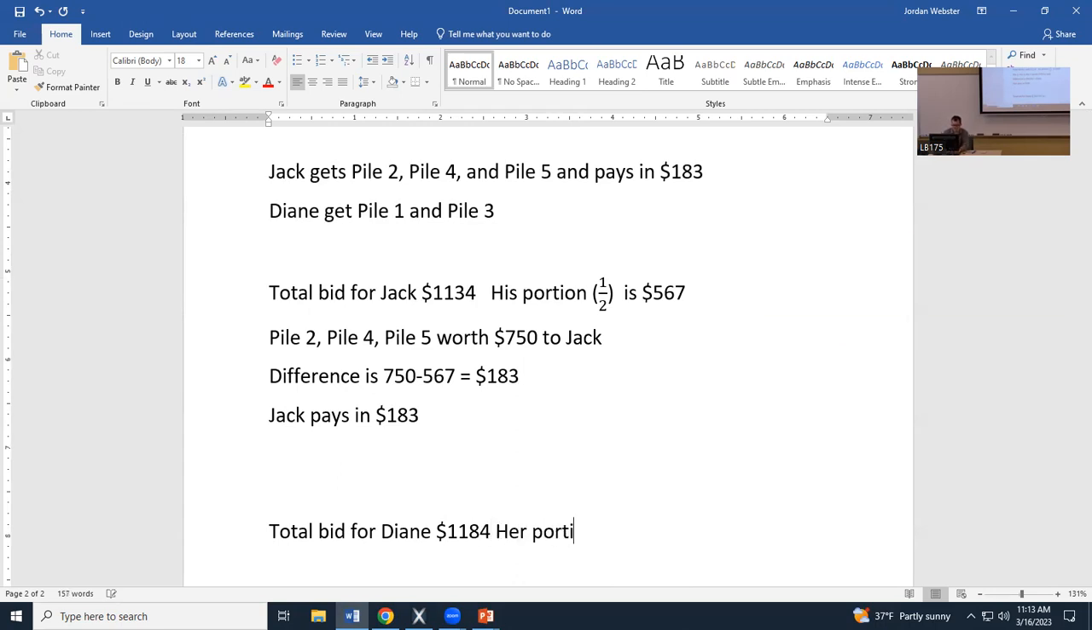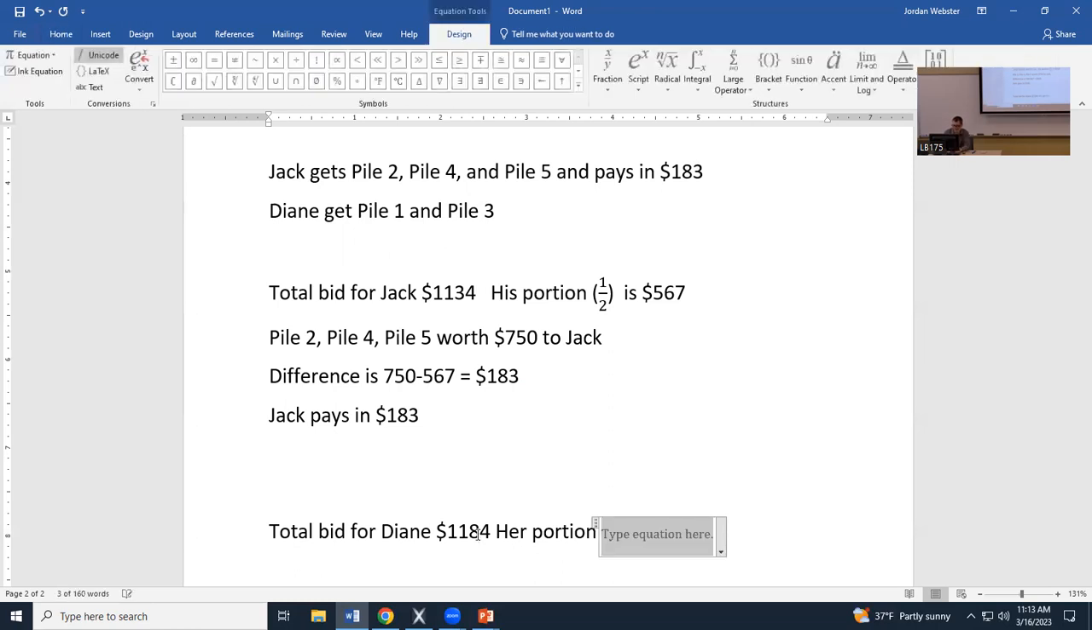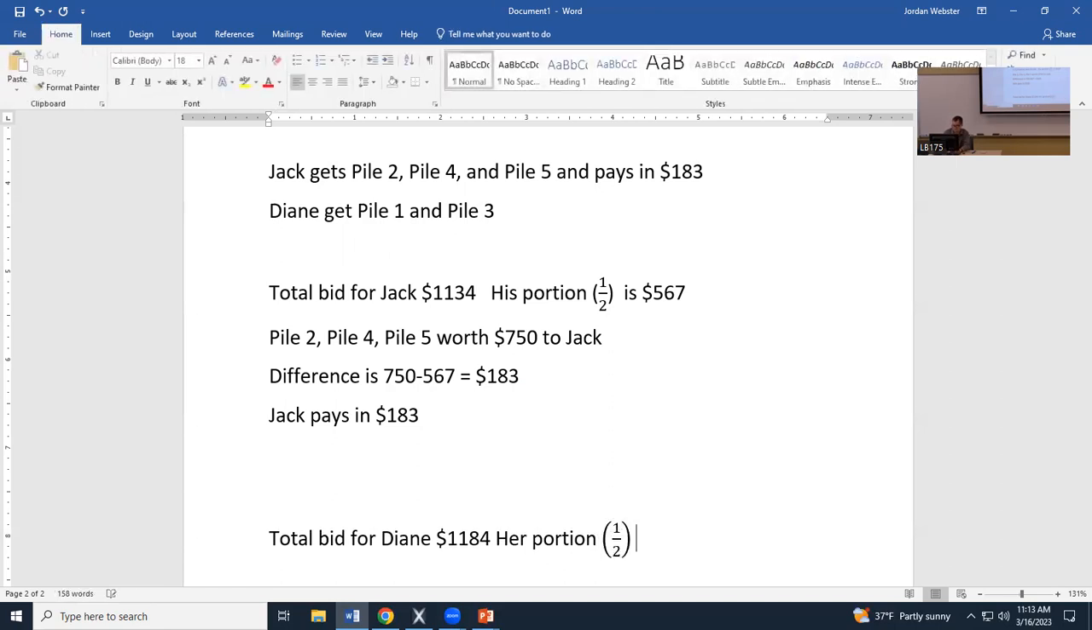Her portion, again, that's a half. Just take half of that, so divide that by 2. Her portion is $592. Everybody see where I'm getting her portion from? Just half of the 1184, half of her bid. This 567 came from half of Jack's bid.